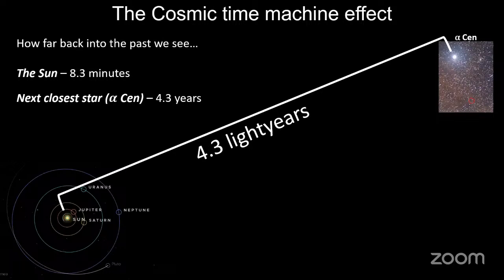Next closest star, we just looked at this. It takes about 4 years for light to travel. And so we see that next closest star as it existed 4 years ago, rather than right at this moment.